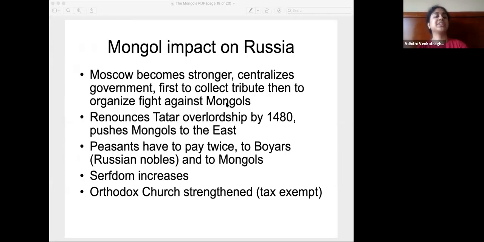Mongol impact on Russia extended to Moscow becoming stronger, a centralized government first to collect tribute, and then to organize a fight against Mongols. So they renounced the Tatar overlordship by 1480, and they pushed Mongols into the east. Peasants had to pay twice, to the boyars, the Russian nobles, and then to the Mongols. So serfdom began to increase. The Orthodox Church also strengthened, tax exempt. It's famously known that the Mongols were one of the only groups to be able to conquer Russia in the winter.